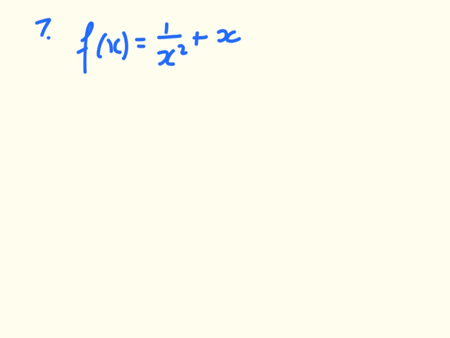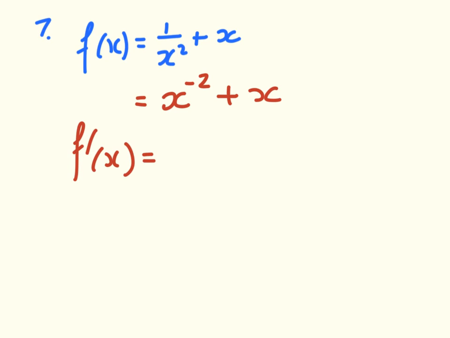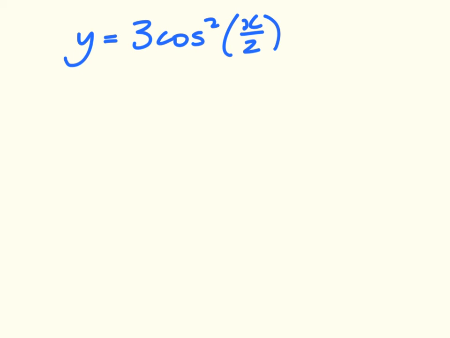Lastly, question 7. To differentiate this, first thing we need to do is get that x squared up to the top. So rewrite it as x to the negative 2, and then you can do your differentiation. Then you can bring your power down and decrease by 1 and so on. The last part is the hardest part. Now I'm not going to do this question for you, I'll do a similar one.